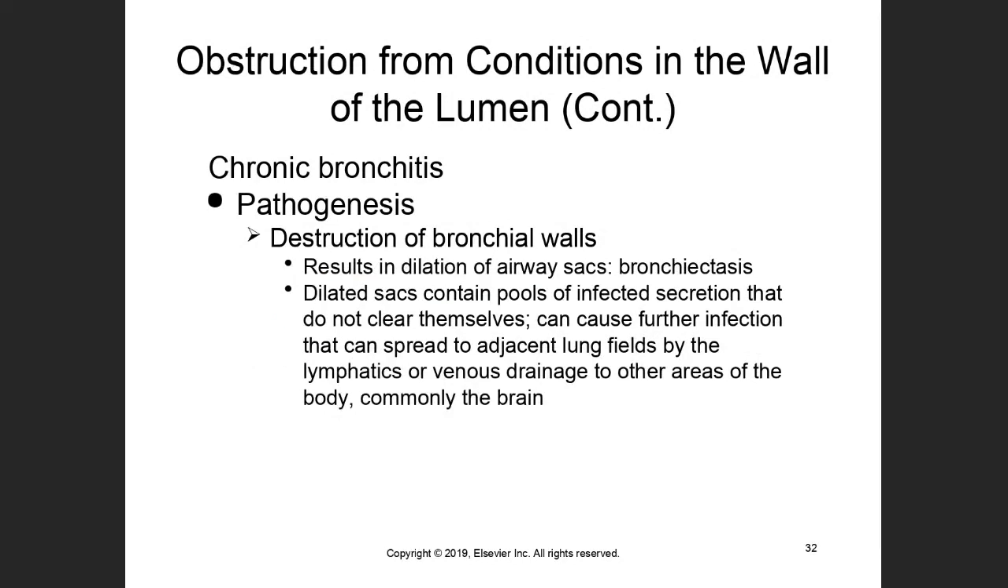Pathogenesis: destruction of the bronchial wall results in dilation of the airway sac. We have another disease that is called bronchiectasis. Don't get confused, but you can see bronchiectasis right here. The dilated sac contains pools of infected secretions.